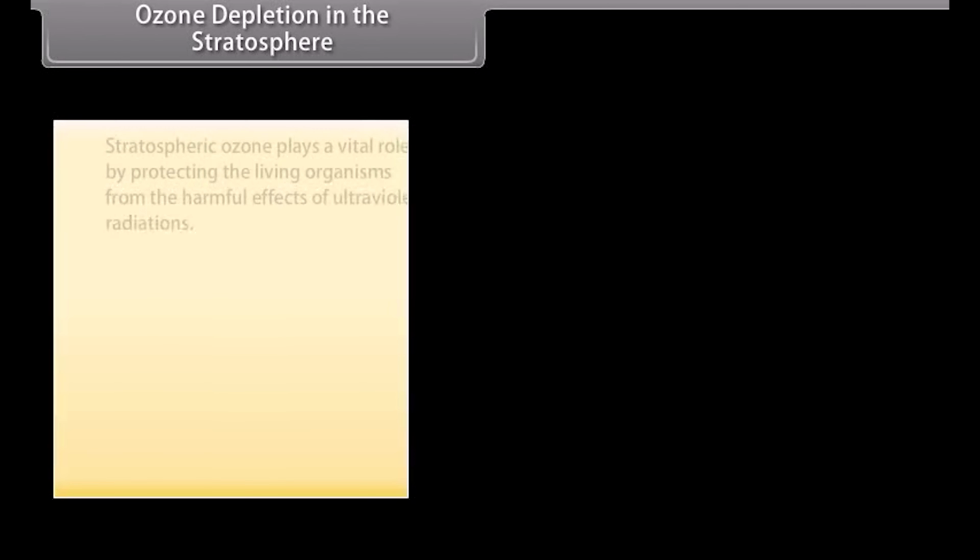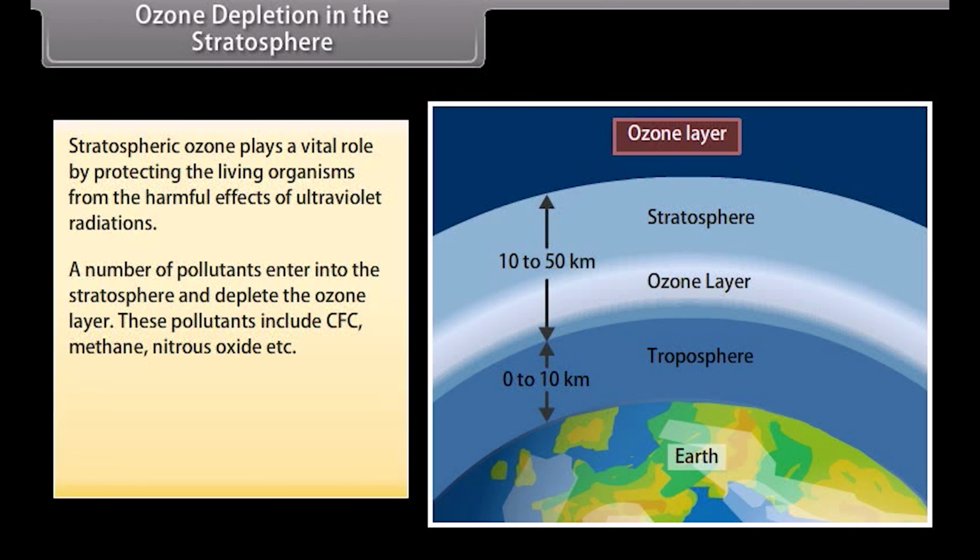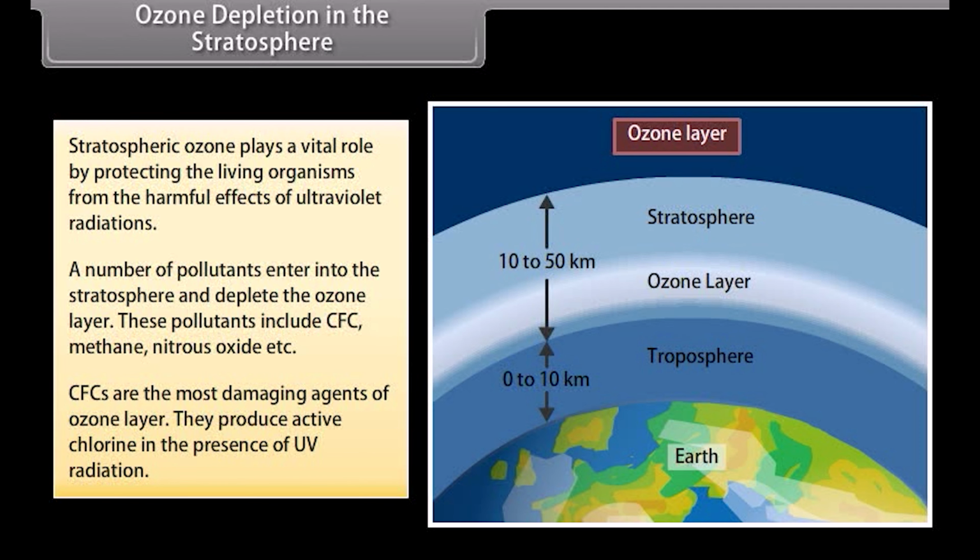Ozone depletion in the stratosphere. Stratospheric ozone plays a vital role by protecting living organisms from the harmful effects of ultraviolet radiation. A number of pollutants enter the stratosphere and deplete the ozone layer. These pollutants include CFC, methane, nitrous oxide, etc. CFCs are the most damaging agents of the ozone layer. They produce active chlorine in the presence of UV radiation.